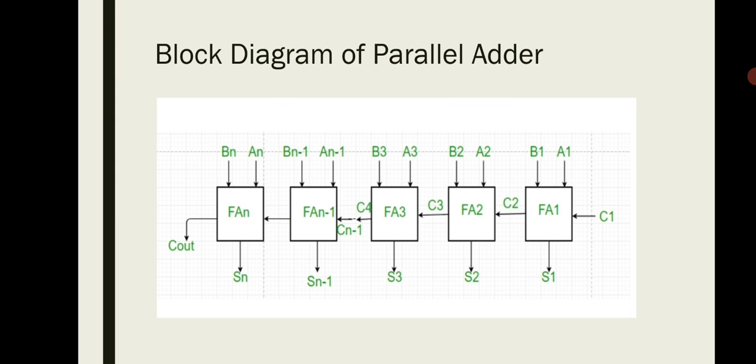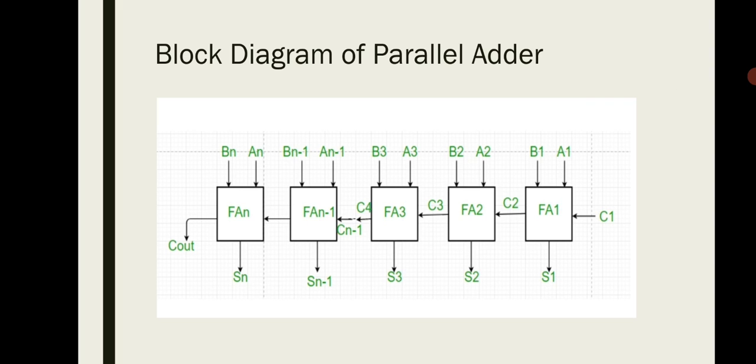Now let us see the block diagram of the parallel adder. As I said, a parallel adder is a cascade connection of full adders. Here FA represents a full adder, A and B are the input bits, C is the carry input or carry output, and S is the sum output. C out is the last, final output of the adder.